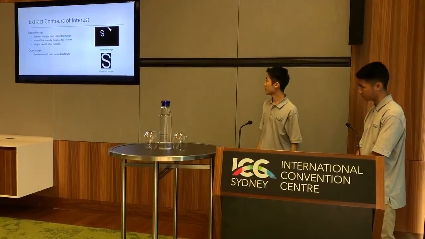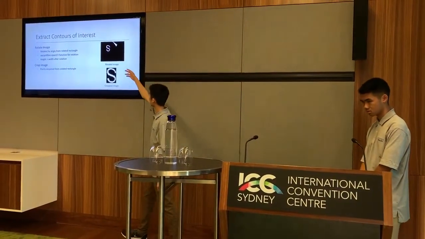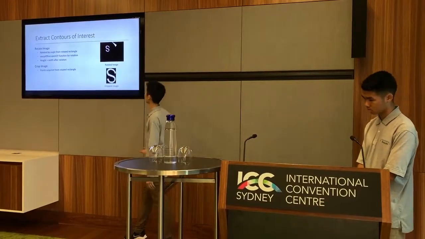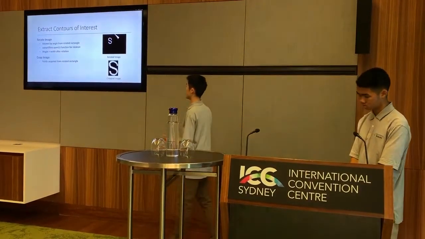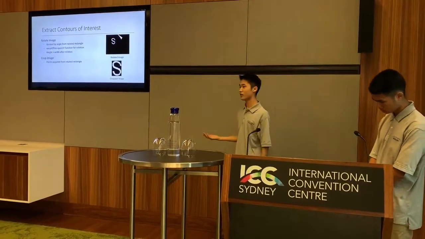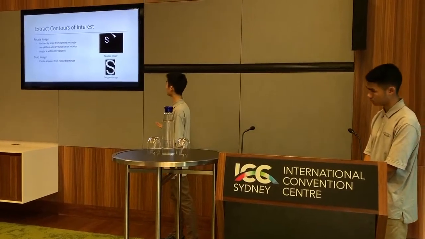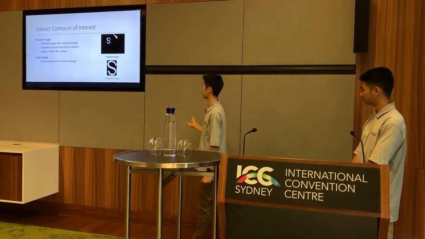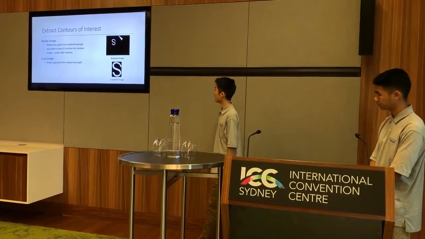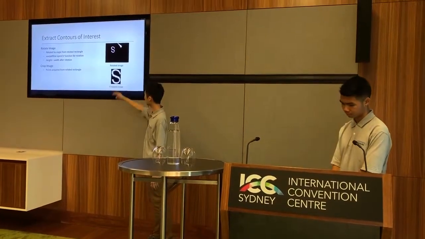So the next step would be extracting the contours of interest. We figured out that this contour is what we're interested in. How do we get to this cropped image? The first step would be to rotate the image, which we do by finding the minimum area rectangle, and then finding the angle of that rectangle and rotating the image based on that. After the rotation, we can crop out the image.